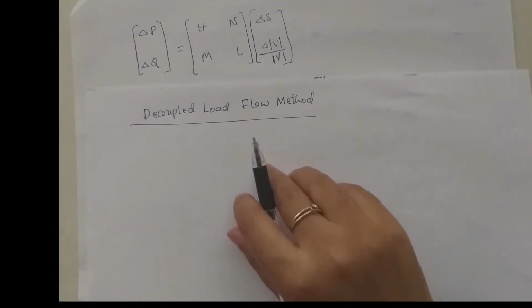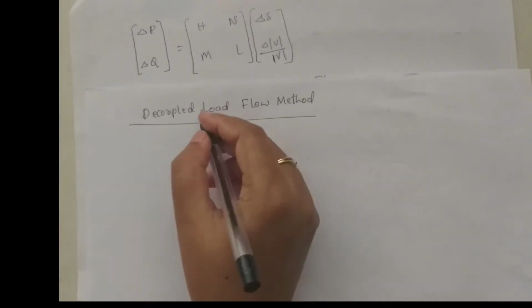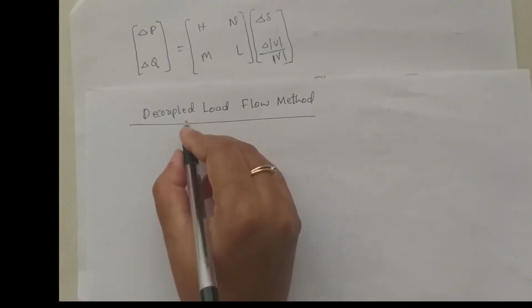In the NR method, the inverse of the Jacobian has to be computed at every iteration. While solving large interconnected power system problems, it's very difficult to calculate everything. So some assumptions are made based on observation. What are the assumptions made? We'll see.